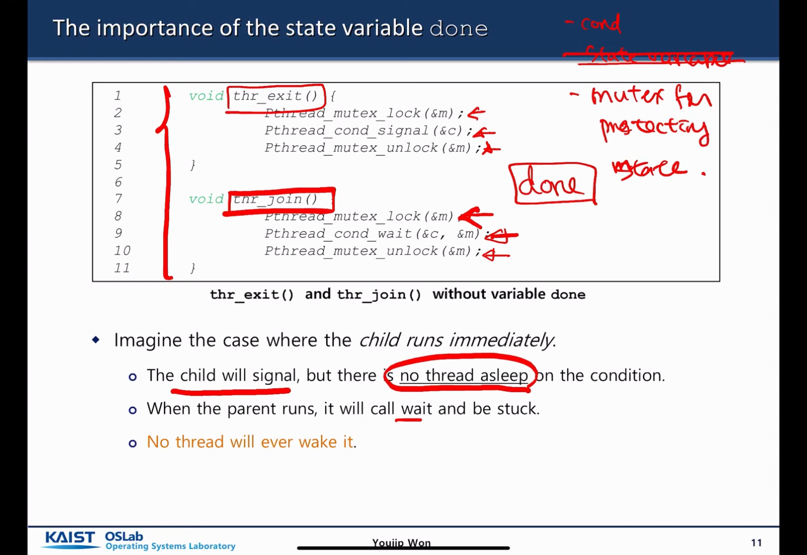So in case there are two threads, child and parent, and somehow the child executes first before the parent goes to sleep, then there's no way for the child to wake up the parent thread, because the child finishes before the parent goes into sleep. So that's why we need a state variable.